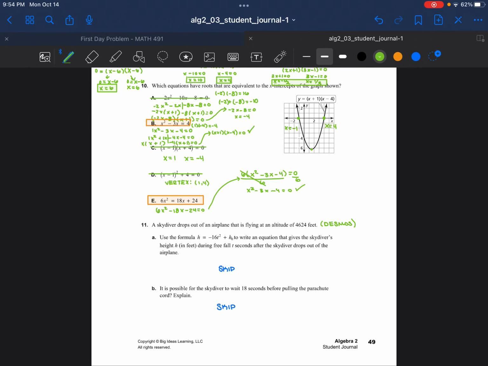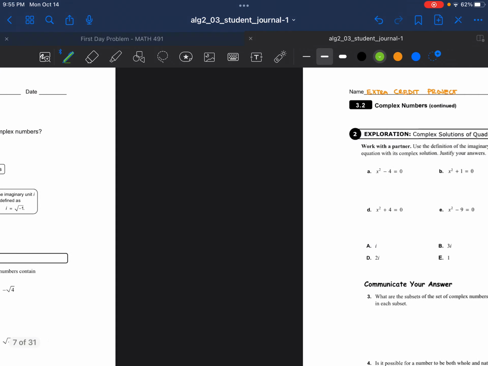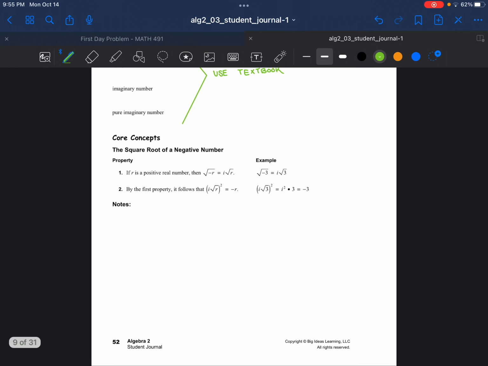We're going to go ahead and skip this. These two parts here for number 11 were done during our chapter 2 and 3 project. Okay, first 2 pages are extra credit for the portfolio. And then remember to fill in your own words the vocabulary term using the textbook. Remember, you can get the textbook for free online.